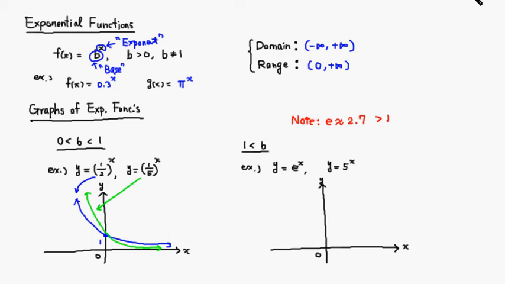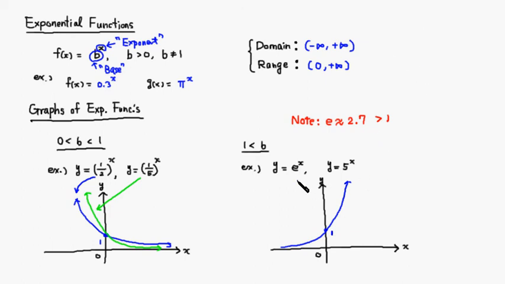So e to the x is about the same thing as 2.7 to the x, which means that every time you increase the value of x by 1, it gets multiplied by about 2.7. So it's going to be an increasing function. The graph of e to the x looks like this. It's increasing, and the y-intercept is still 1. So here is 1.